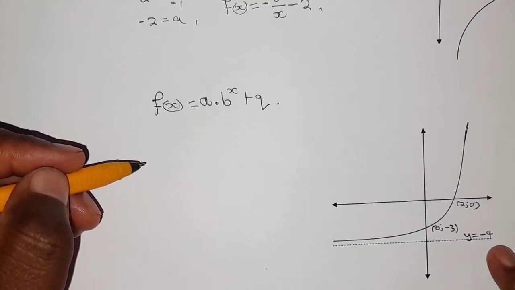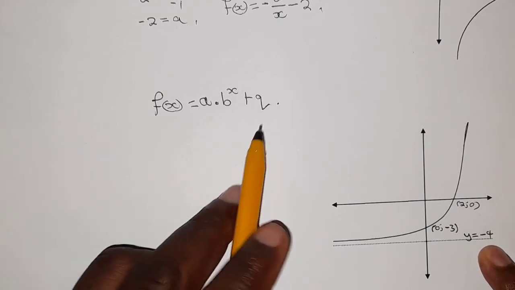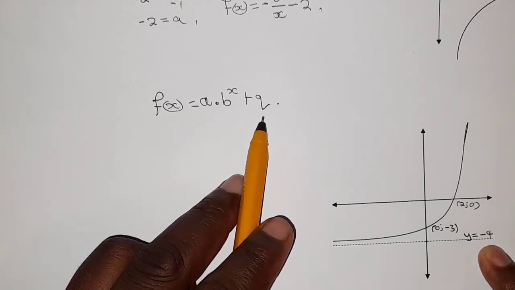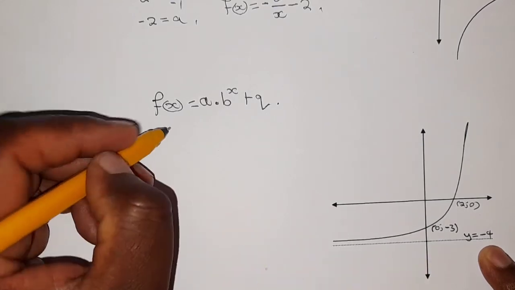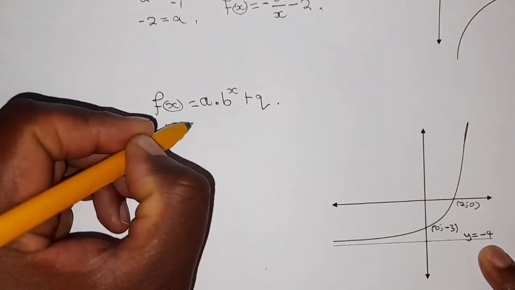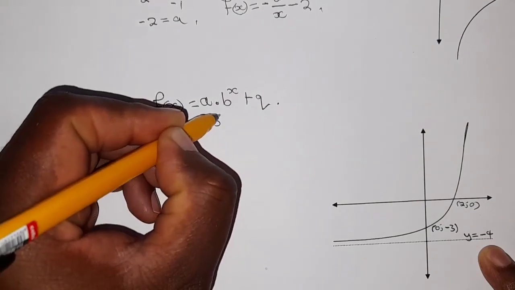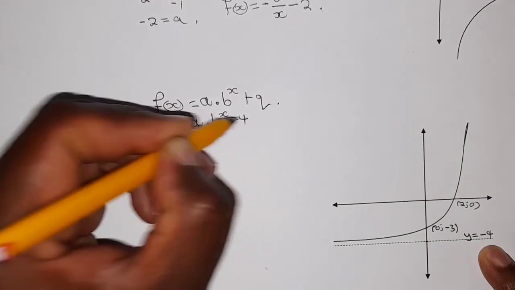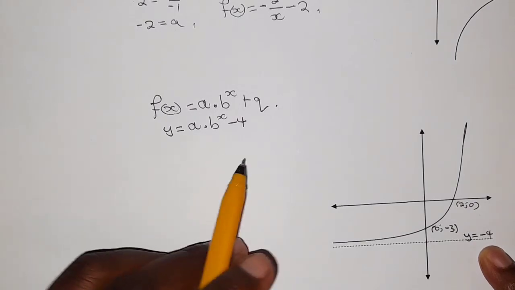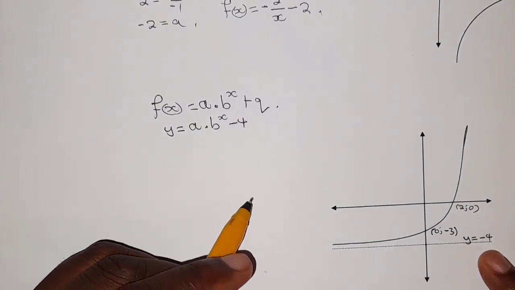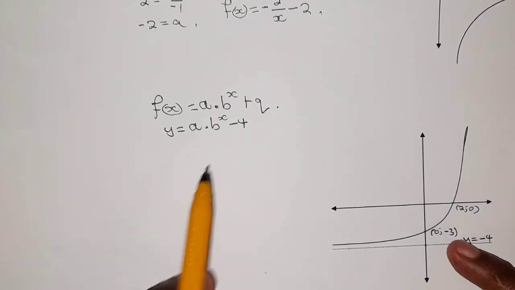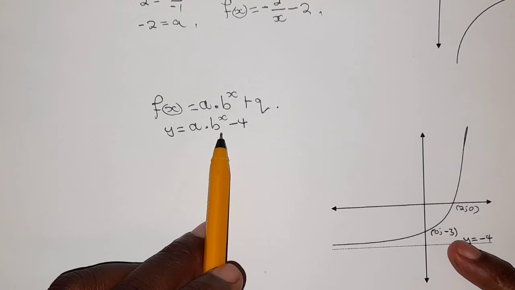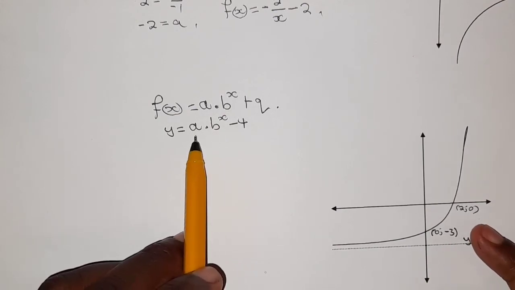The first thing there is our q. Remember, q is the vertical shift, so in this case this function was moved 4 steps downwards, so we can write y is equal to a times b to the power of x minus 4, because our q is negative 4, that is 4 steps downwards. And then we need to determine the value of a and the value of b. Let me start with the value of a here.